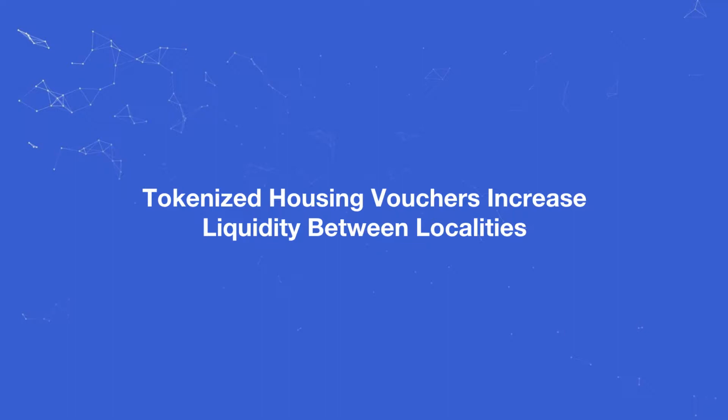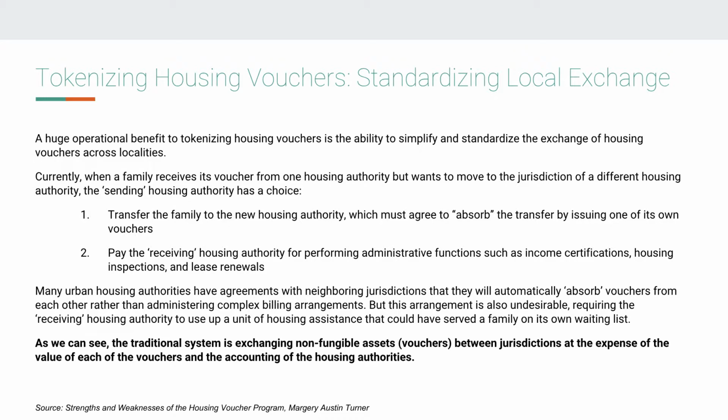Again, the biggest part of this is increased liquidity between localities. So now you're moving away from this antiquated system of equivalence, living in districts that obviously are not worth the same amount when living there. The traditional options are: you can transfer the family to the new housing authority, which must agree to absorb the transfer by issuing one of its own vouchers. So that's that 1-to-1. Or the housing authority can pay the receiving housing authority for performing administrative functions such as income certifications, housing inspections, and lease renewals.